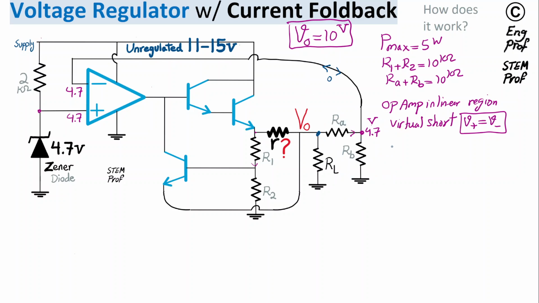So we can say 4.7 volt, as a voltage division, is equal to RB over RA plus RB, times Vout. Okay, so we know RA plus RB desired is 10 kilo ohm. So I'm going to just use that and say that 4.7 volt is equal to RB divided by 10K times 10 volt desired. So the outcome of this obviously means RB should be equal to 4.7 kilo ohm.